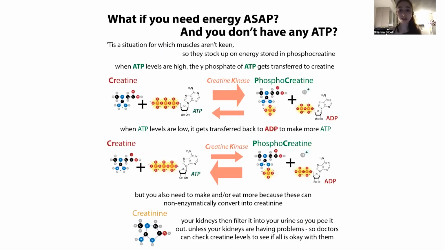And our muscles, because they don't want to have to wait around to break down glycogen and stuff, keep a stock of ATP in the form of phosphocreatine. So it's not really ATP, but they phosphorylate creatine. You get phosphocreatine. And then when ATP levels are low, the phosphate you just put on there can get transferred back to ADP to give you ATP. So this will give your muscles ATP in a hurry.